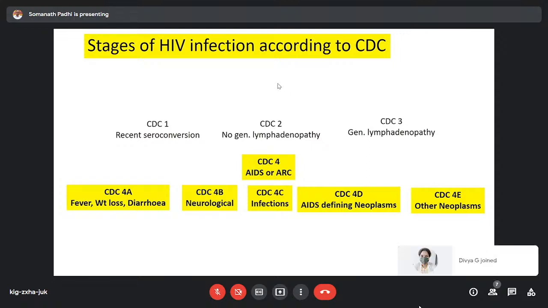Then all sorts of opportunistic infections that we come across, or are likely to come across, with HIV infection were CDC4C. And then came CDC4D, which included the AIDS-defining neoplasms like primary CNS lymphomas, and all those neoplasms were included as 4D. And then come the other neoplasms, non-hematological neoplasms involving virtually every anatomic site in HIV-positive patients, which were categorized as CDC4E.